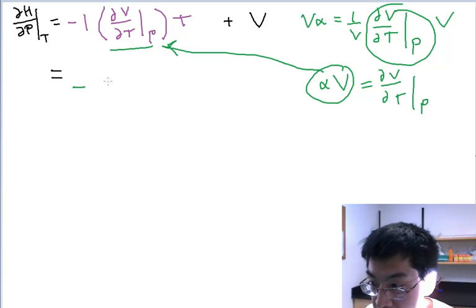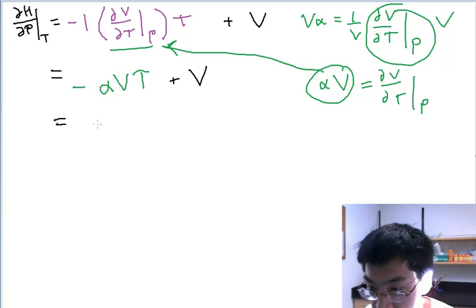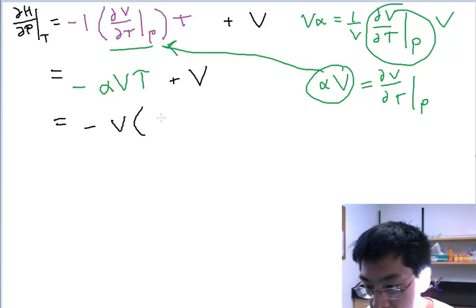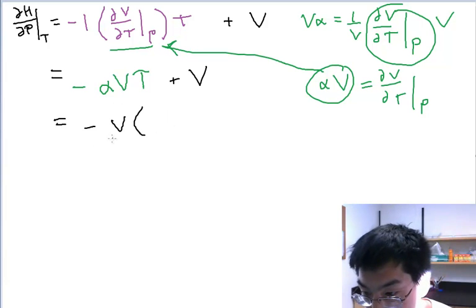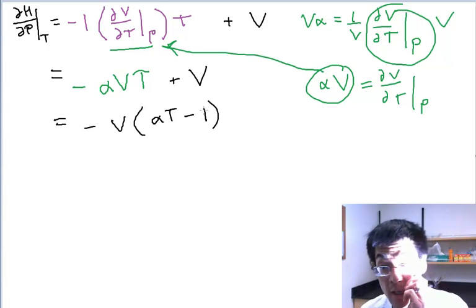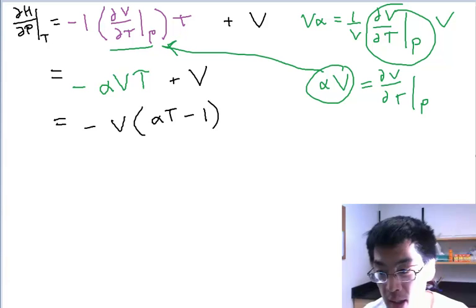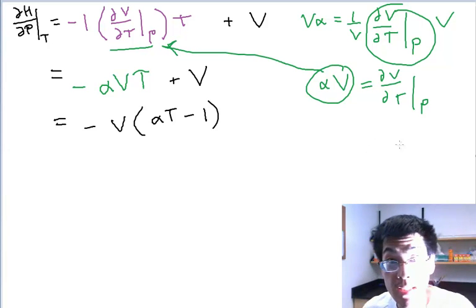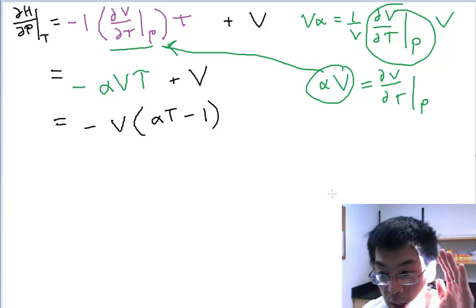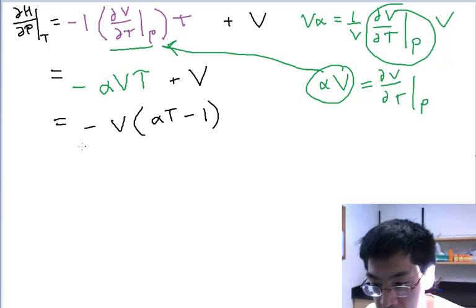So now I have negative alpha V times T, plus V. Let me factor out a V here. Oh, it looks like I'm factoring out a negative V. So this is alpha T minus 1. Now I have the alpha in here, so that's good. And already you can see that what I have here looks like part of the solution that's in the problem, except the minus sign is off.